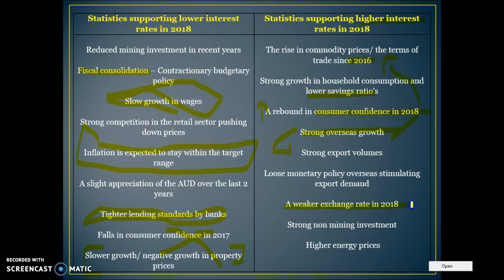A weaker exchange rate has meant that causes some inflationary pressures, and strong non-mining investment. So your key ones, if you get asked like 2 reasons that might cause the RBA to implement a more contractionary stance, you could say, well, if inflation gets above the target range, if the dollar continues to depreciate, if overseas growth continues to grow, and if consumer confidence continues to grow, could all be reasons why they might tighten monetary policy later this year.